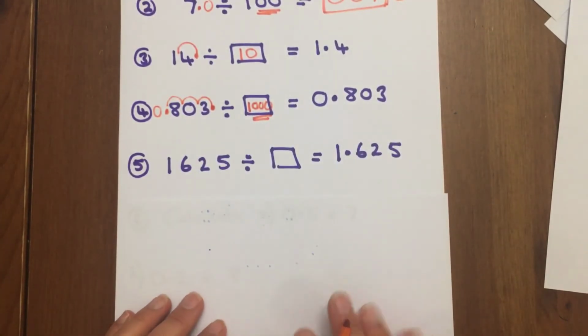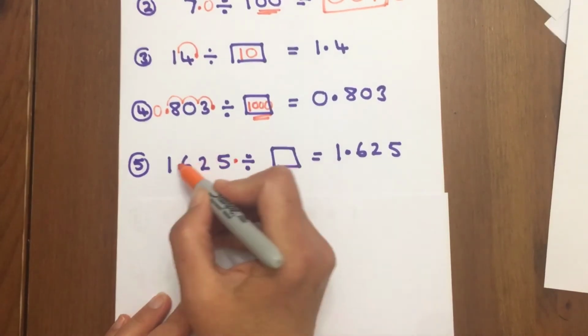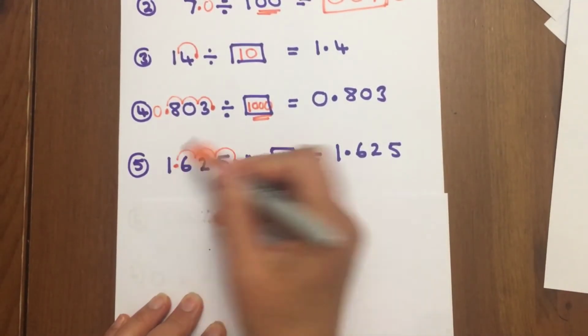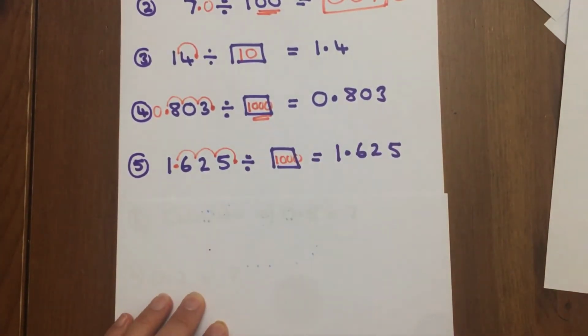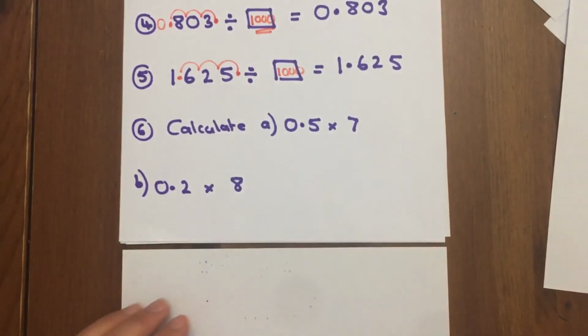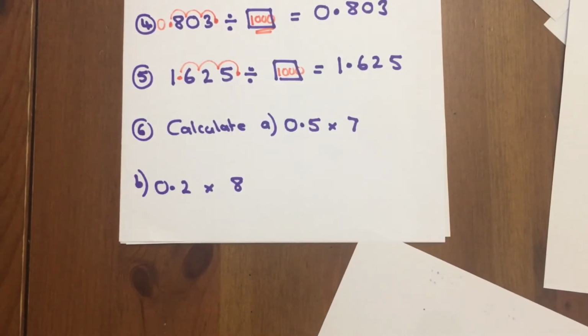Okay, this one, what shall I divide by? Okay, so the decimal place is here and it's going to here. So it's moving 1, 2, 3. So I divide by 1,000 again. Okay, I didn't put this one up, so have a go at these two now. Pause the video, have a go at these two.